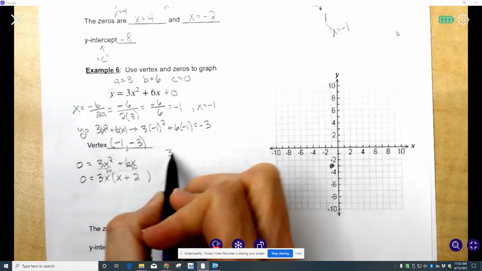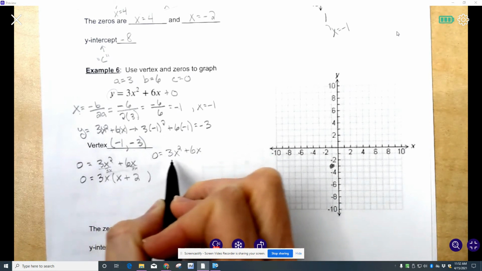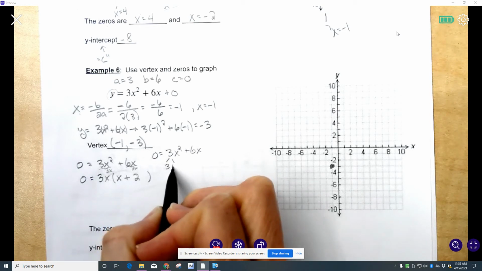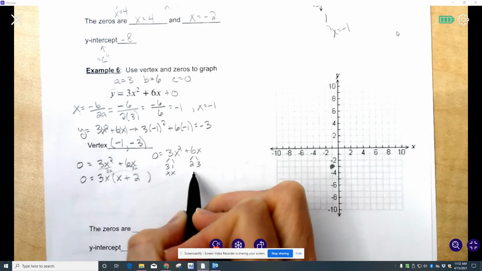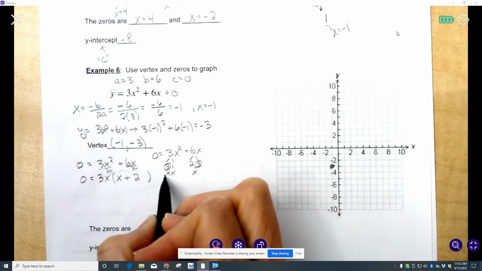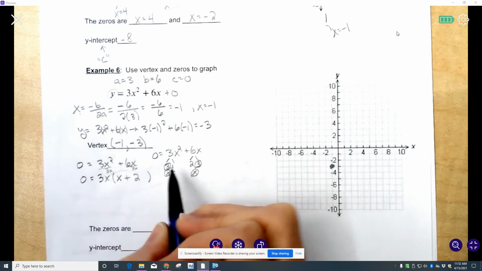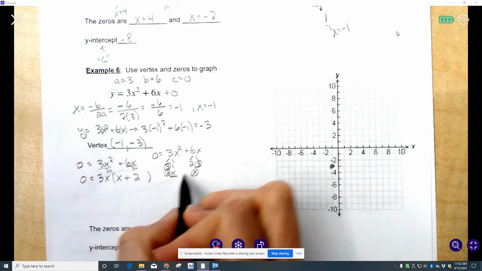Just want to remind you, when you're factoring by GCF is also when you can do your trees. So this is 3 times 1 and 2 x's. This is 2 times 3 and 1 x. 3 is common, 3 is common, x is common, x is common. So 3x is my GCF. And what are my leftovers?